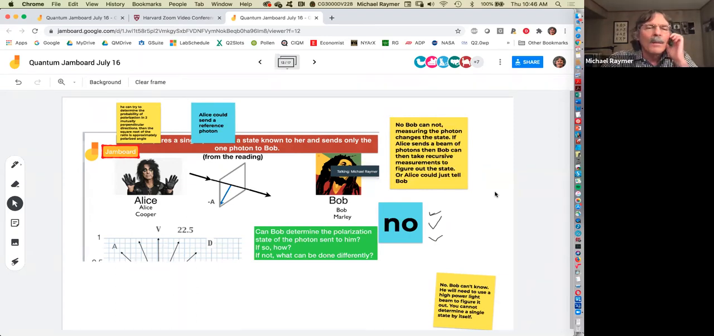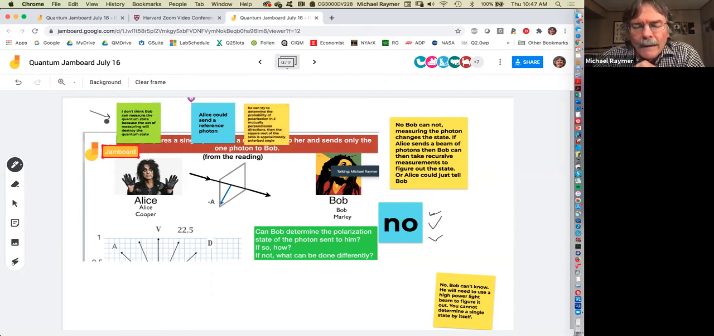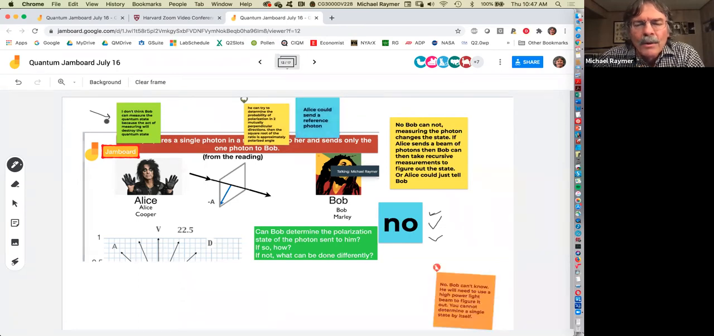Except the one in the upper left corner here, which says he can try to determine the probability of polarization in two mutually perpendicular directions, then the square root of the ratio is approximately the polarized angle. This is a very good point, but if Bob does it for a single photon, it fails, because as other people pointed out here, the first measurement makes the photon forget, as we learned in the last class, the word forget. It forgets what its original state was. Therefore, making a second measurement on that single photon doesn't tell you anything.